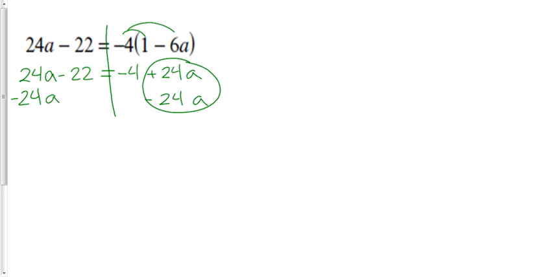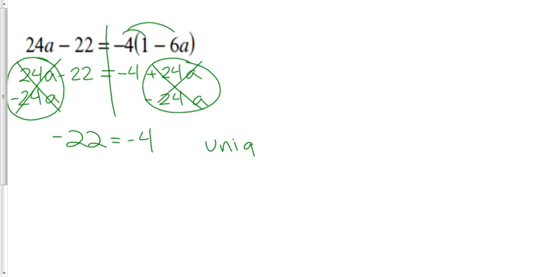So we're going to subtract 24 over here. Those cancel out. Now if you look over here, you have the exact same thing. You have a positive 24 and a negative 24. Those cancel out. So what we're left with is negative 22 equals negative 4. This is a unique solution. Unique solutions happen when the variables disappear.